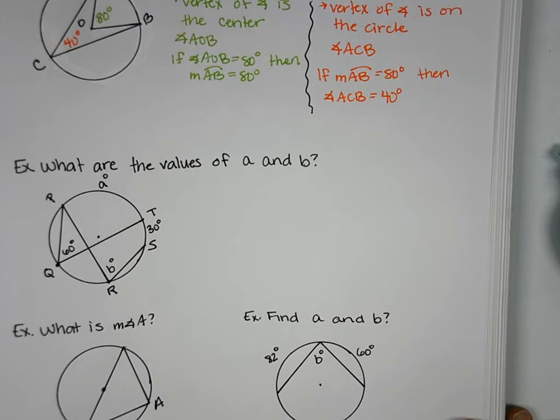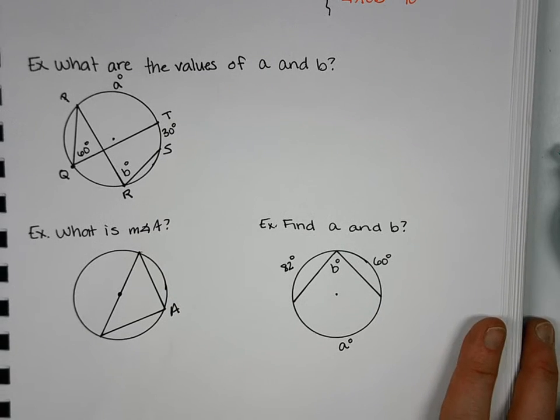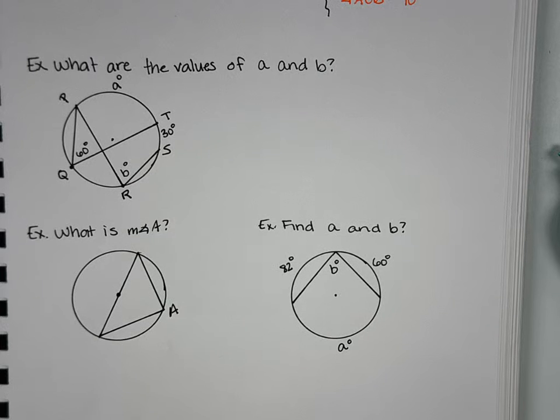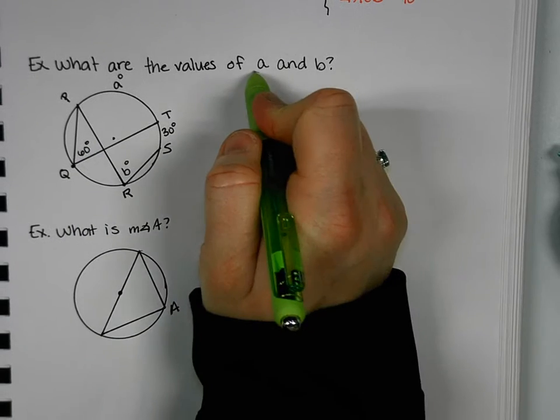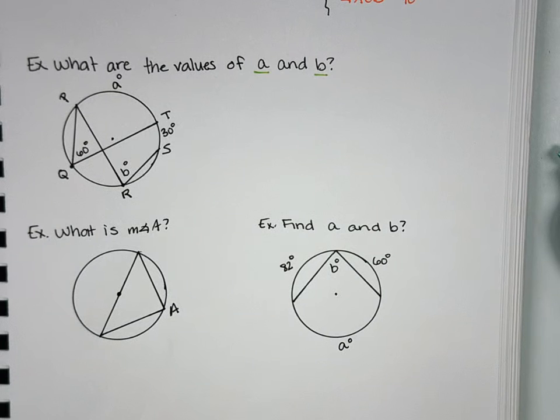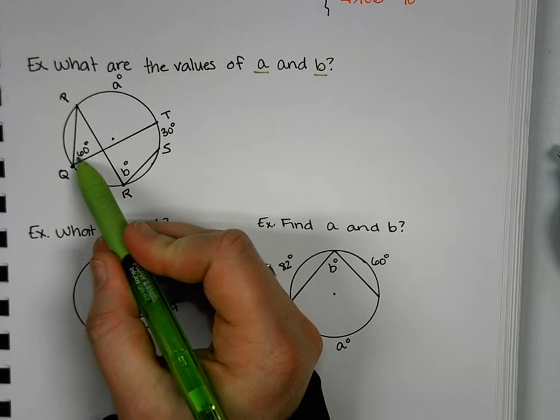So, our three examples all have to do with finding different parts, whether it be an arc or an angle. So in the first one, we're trying to find the values of A and B in the picture. Anyone think they know a place to start? Vertical angles, right? The 60 belongs right here.